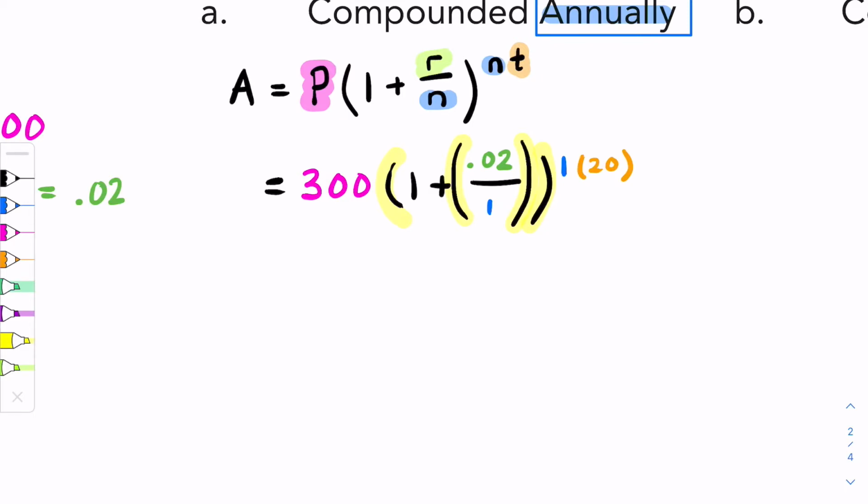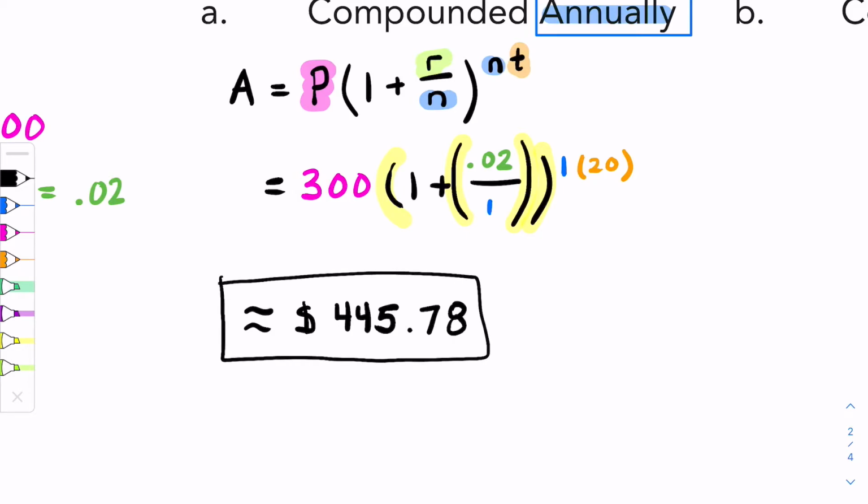You should all practice typing this in. Make sure you get the same thing as me. When I type 300 multiplied by 1, open parentheses, 0.02 divided by 1, close 2 sets of parentheses, raised to the power of 1 times 20, my answer is $445.78. Obviously, if you are working with money, you're going to round to the nearest hundredth, which is 2 decimal places. So this here is how much money she will have in her account after 20 years.